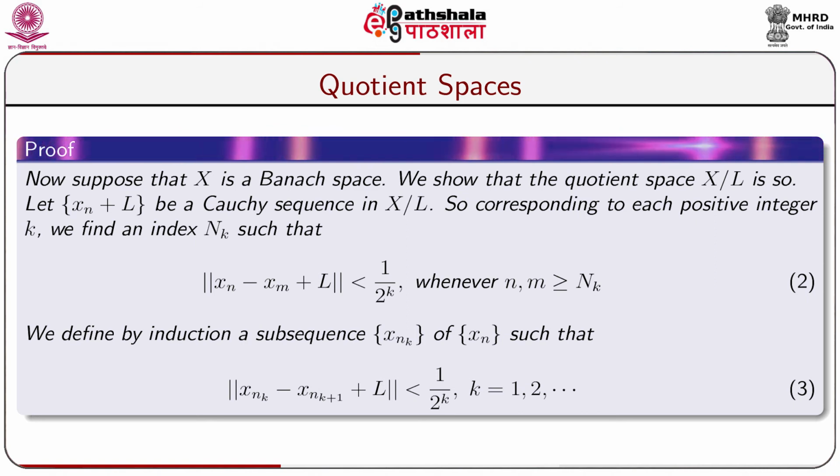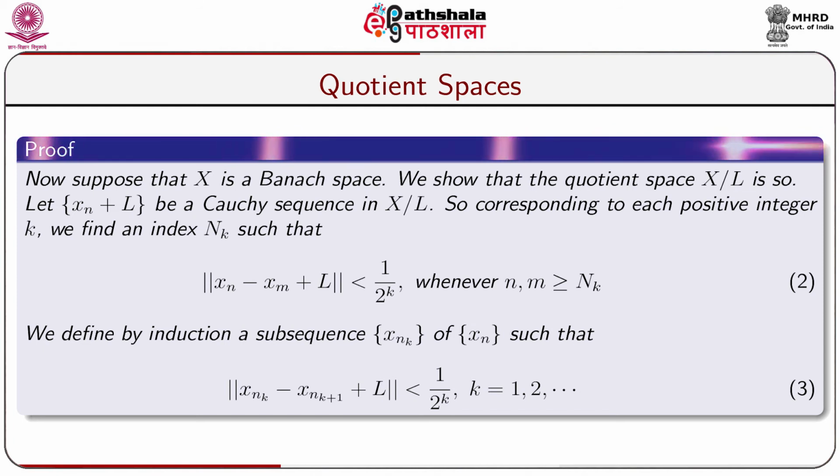That means we have to prove that X by L is a complete normed linear space. Already we have proved that X by L is a normed linear space. Now we shall prove that X by L is complete. That means we have to show that every Cauchy sequence in X by L is convergent to an element of X by L. But we are given that X is a Banach space, that means it is a complete normed linear space, so every Cauchy sequence in capital X is convergent to an element of capital X. So, with this we have to show that X by L is a Banach space.